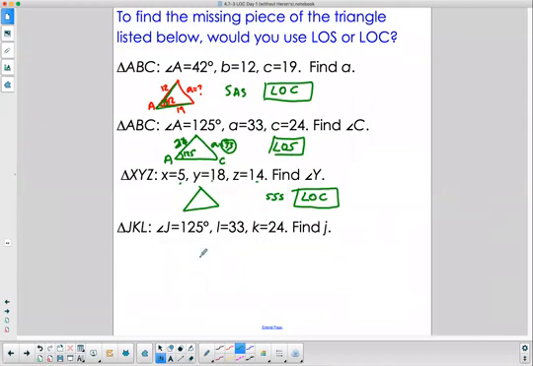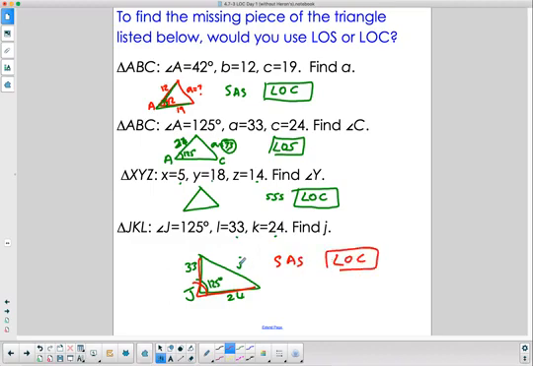And this last one, I've been given angle J, 125 degrees. I need to find side length J, and I've got two other sides. I've been given side angle side. When you've been given side angle side, you're going to start off with the law of cosines. J squared would equal 33 squared plus 24 squared minus 2 times 33 times 24 times the cosine of the angle in between. Learn that pattern.